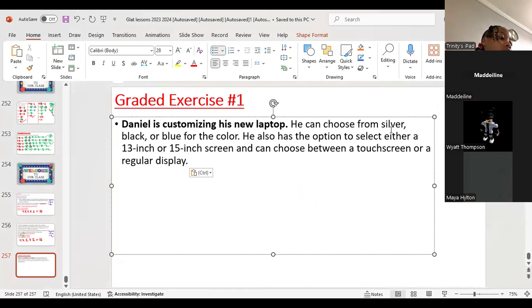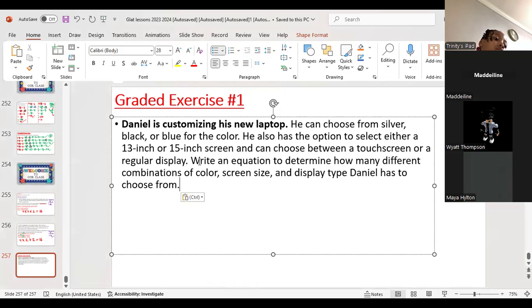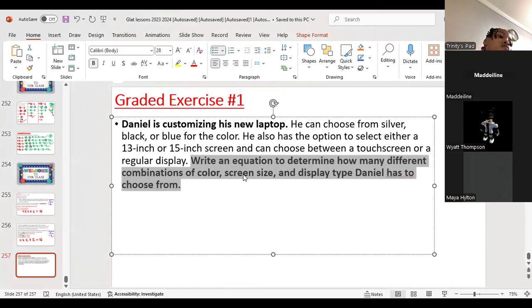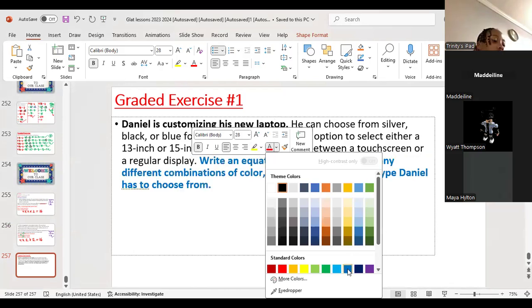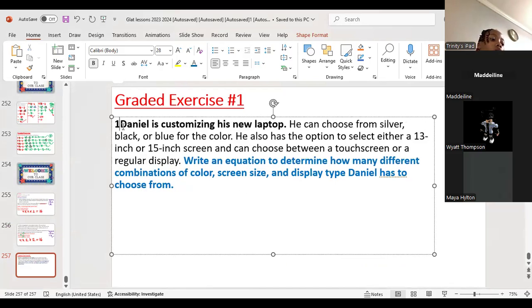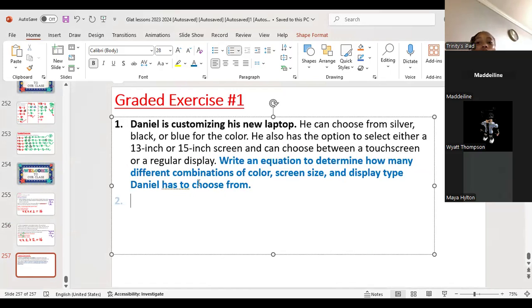He can choose from silver, black, or blue for each color. He has to select either 13 or 15 inch. He can choose a touchscreen or regular display. Write an equation to determine how many different combinations of colors, screen size, and display he has from this. Number 1.